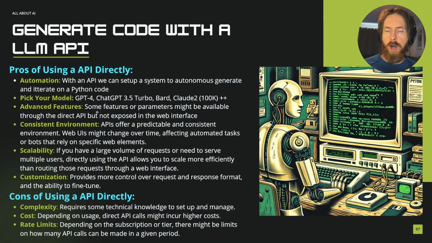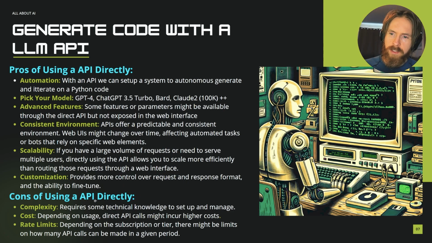We can access some more advanced features here, like parameters, top K, tokens, and a lot of other stuff, right? Max tokens. You can fine tune it to get it exactly as you want, right? So you don't overspend. It could be a consistent environment because these web UIs, they change over time, right? So this can affect what you're planning to do. It's very scalable. Customization, it provides more control over request and response format, yeah. And the ability to fine tune even your own model.